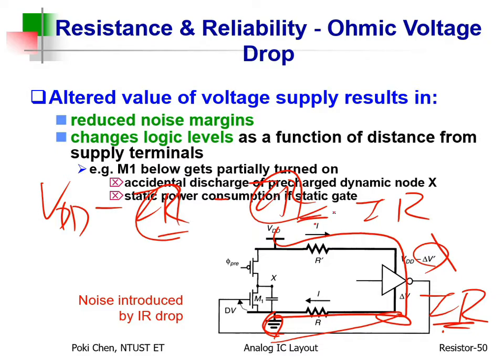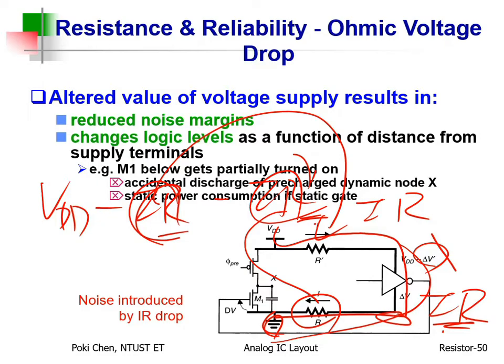Those two IRs are not the same. Maybe IR and IR prime. This is for VDD IR and that is for ground IR. It means the real VDD and ground here, according to IR drop, is lowered from VDD but raised upward from ground. So the real supply voltage is less than you think.